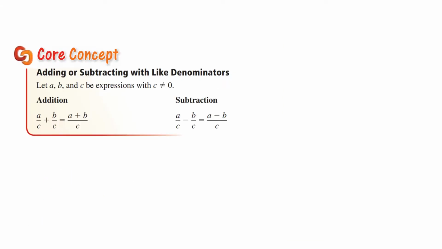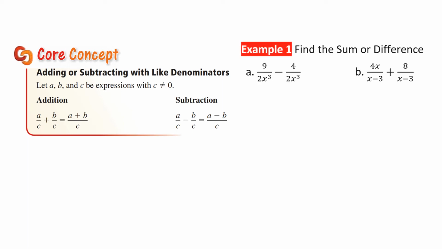One of our fundamental thoughts when adding and subtracting fractions is that if we have like denominators, we simply add the numerators together or subtract them depending on the operation. Another key thing to note here is that c, the value in the denominator, cannot be equal to 0 because remember we can never divide by 0. So when we want to subtract 9 over 2x cubed minus 4 over 2x cubed, the denominators are the same, and we simply have 9 minus 4, and we wind up with 5 over 2x cubed. X can equal anything in the world except for 0 in this problem.